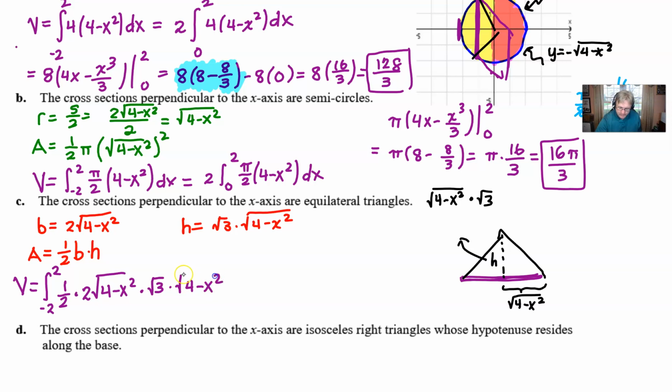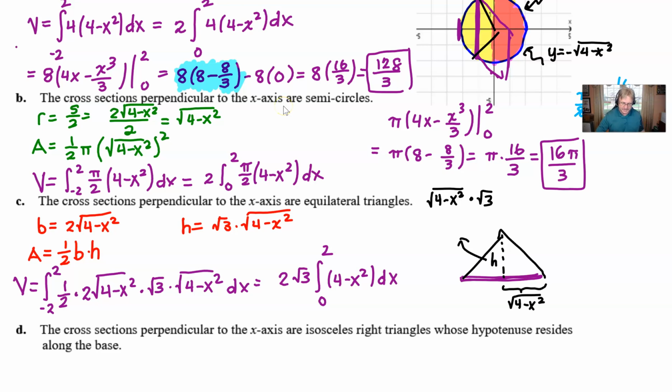And lo and behold, what occurs is a little bit of a miracle. Our 2's will cancel. I get it. We could bring square root of 3 out to the front. And you know what I think I might do? I think I might multiply by a 2, and I will change my boundaries to go from 0 to 2 so I don't have to do as much work. And then if we multiply 2 square roots of 4 minus x squareds together, we just lose the square root.